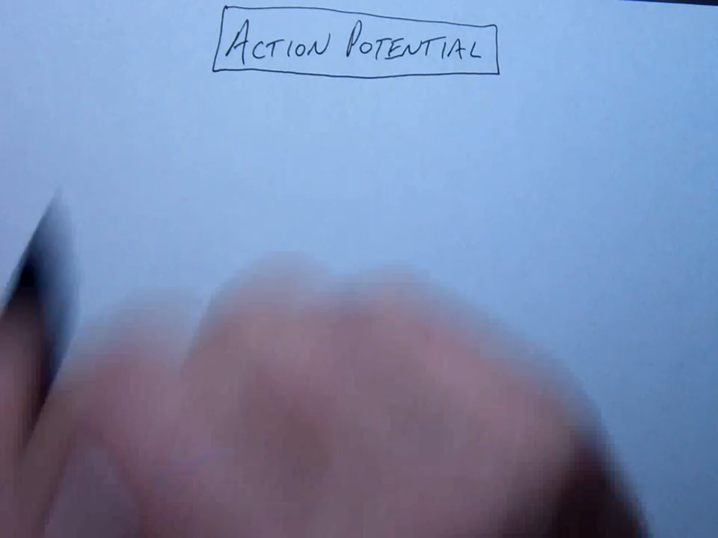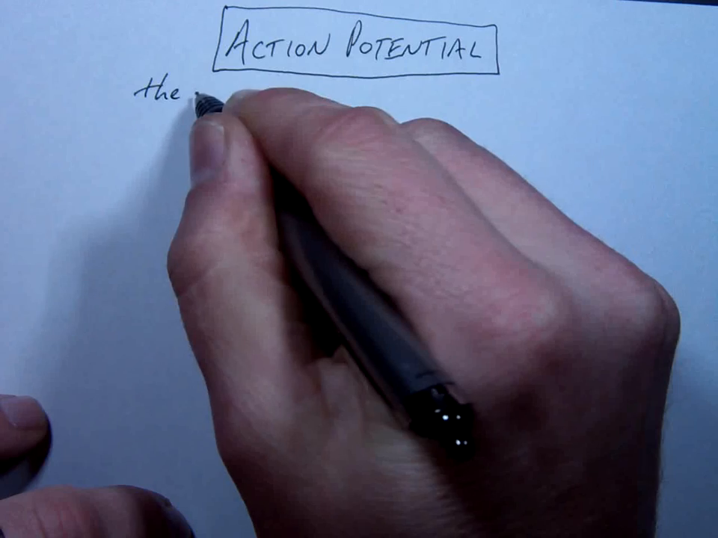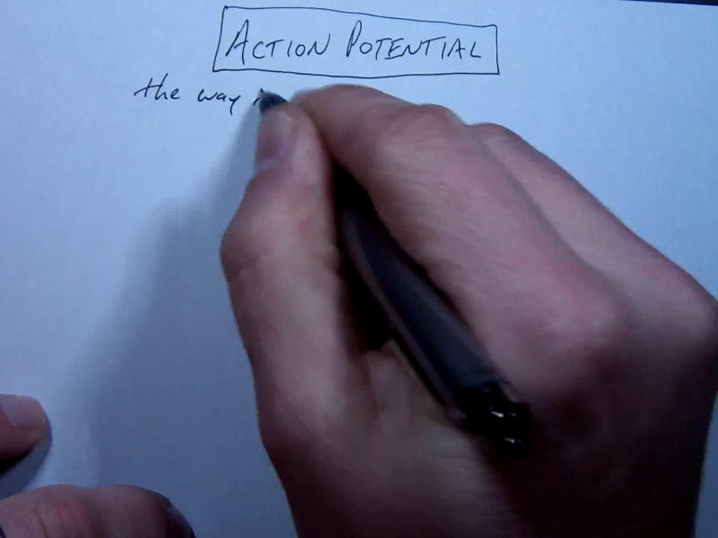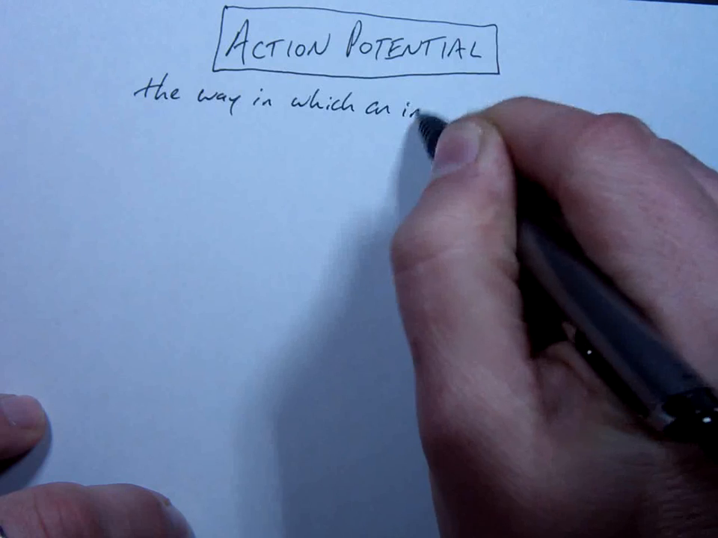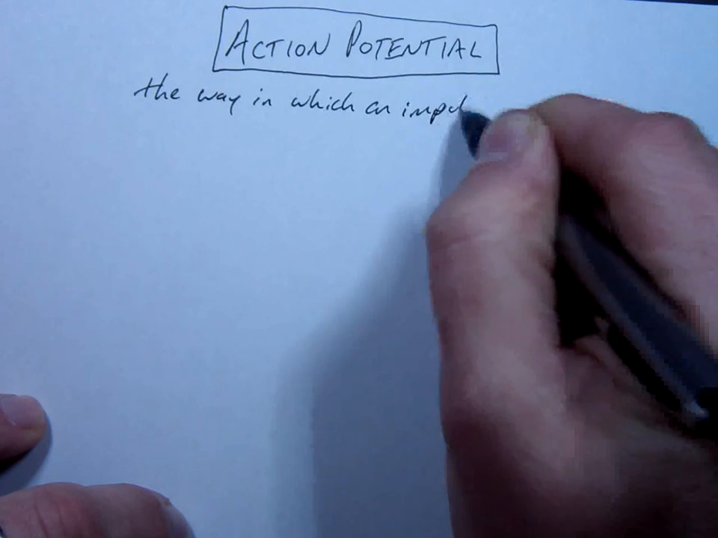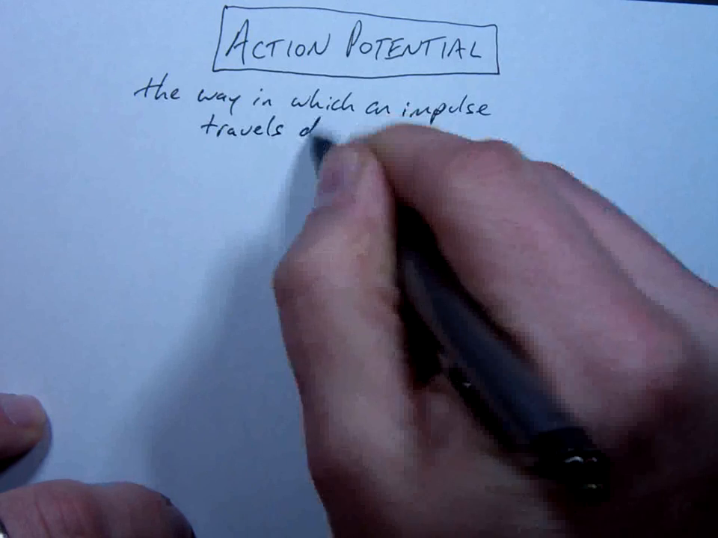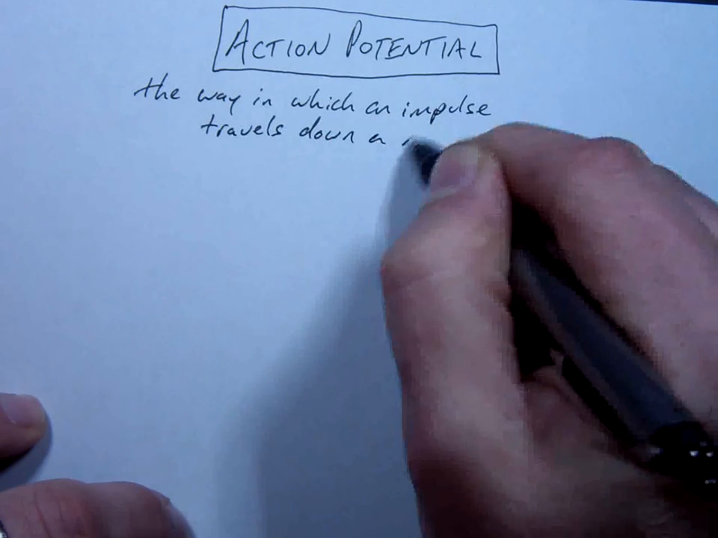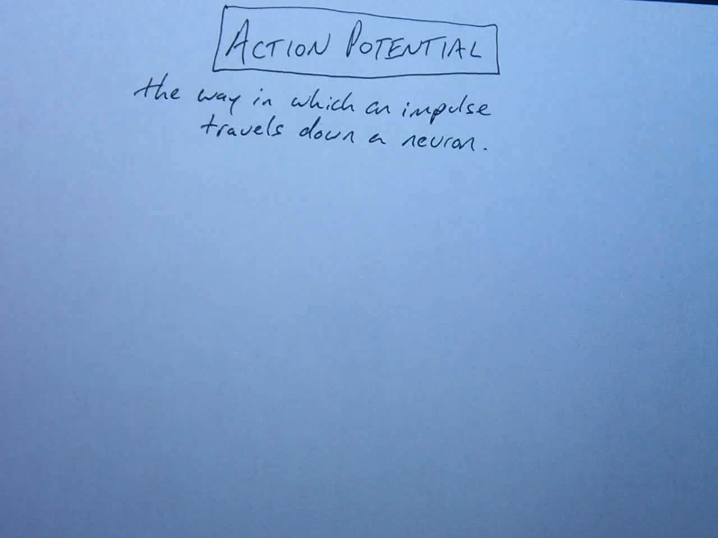Today's lecture is on action potential. Action potential is basically the way in which an impulse travels down a neuron. That's what action potential is.